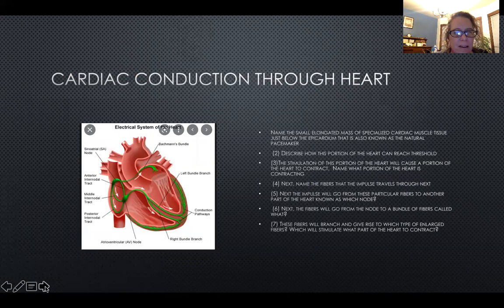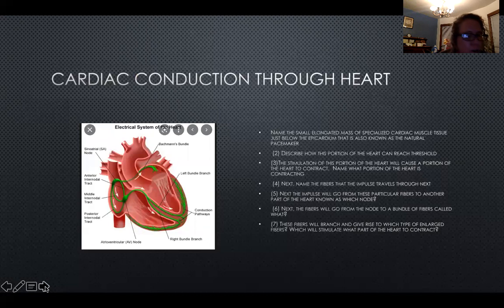The second essay that you might encounter is the cardiac conduction through the heart. Basically, the heart can beat because we have these electrical impulses that are sent through the heart. So you have this natural cardiac conduction system through the heart. You have an elongated mass of specialized tissue just below the epicardium, that's called the SA node. You can see right here where it says SA node, that bundle right there.